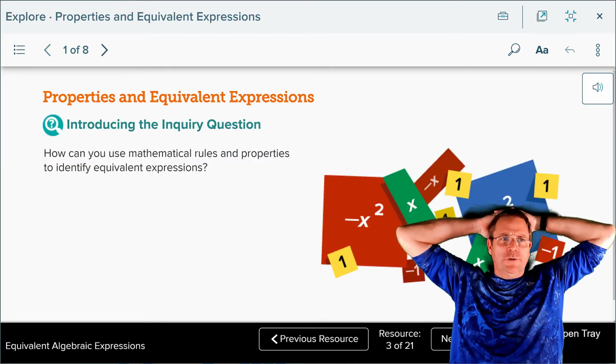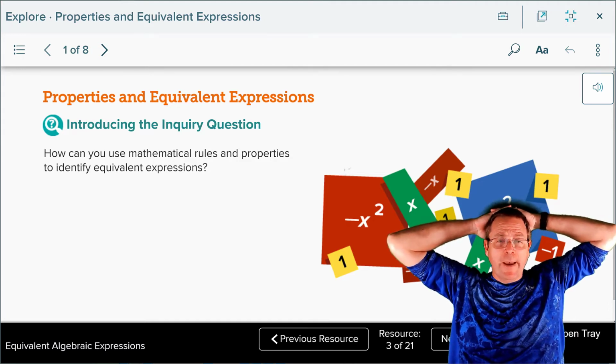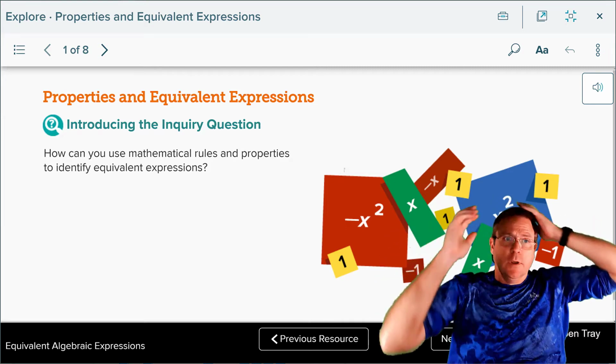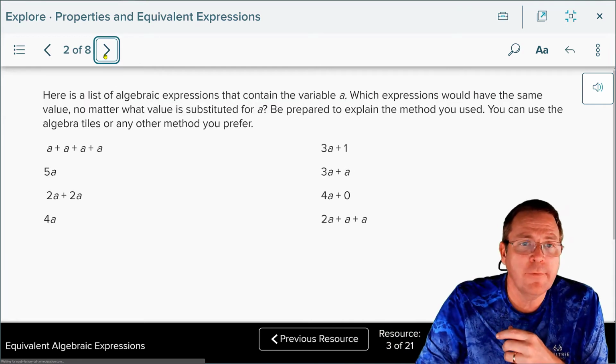Our inquiry question says, how can you use mathematical rules and properties to identify equivalent expressions? Well, let's dig into this and find out.